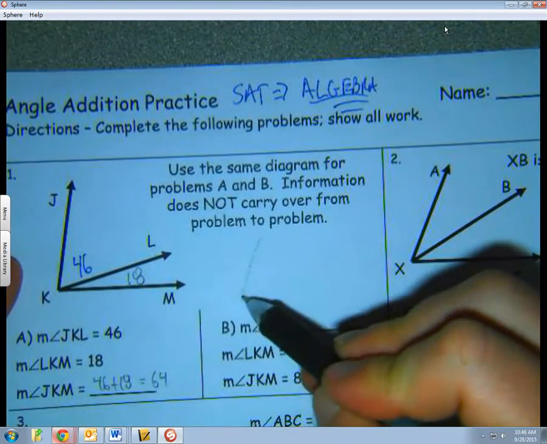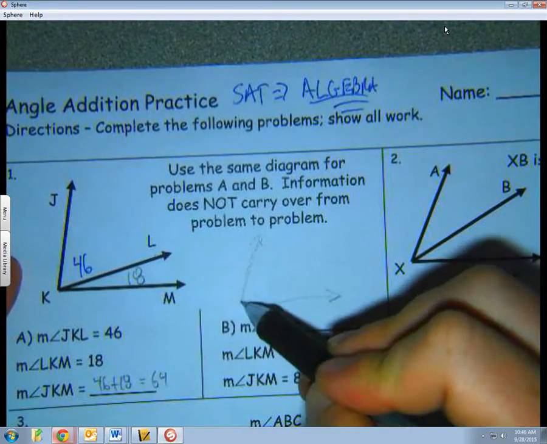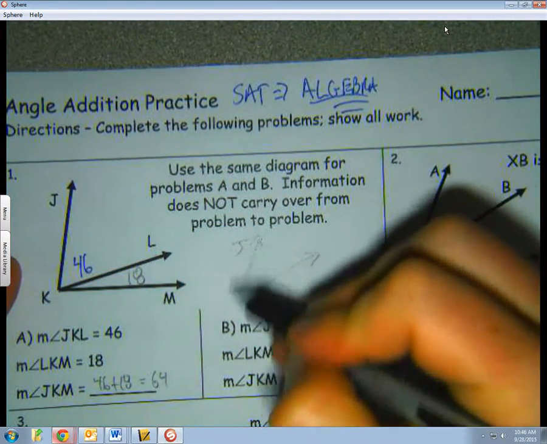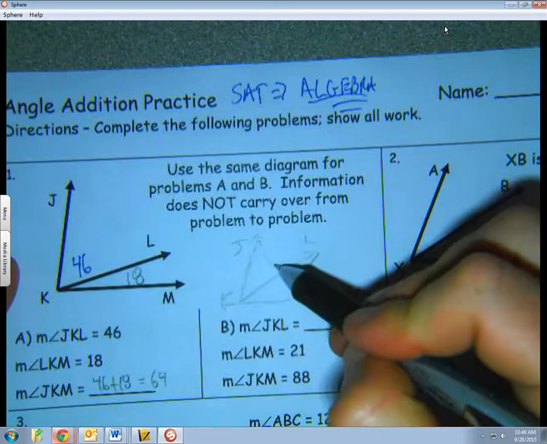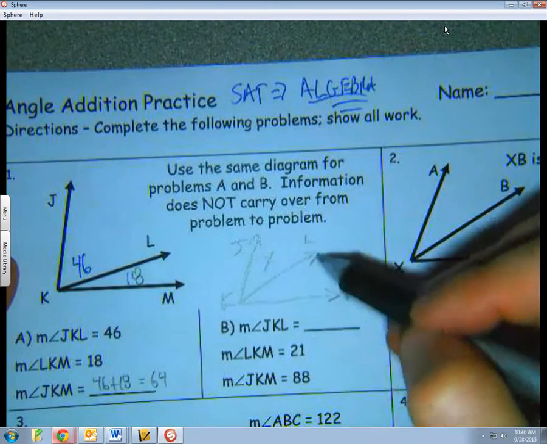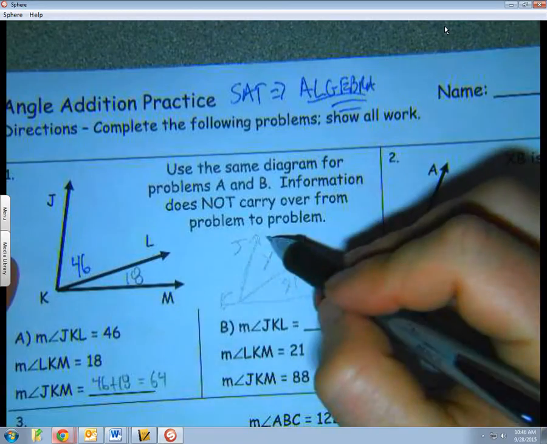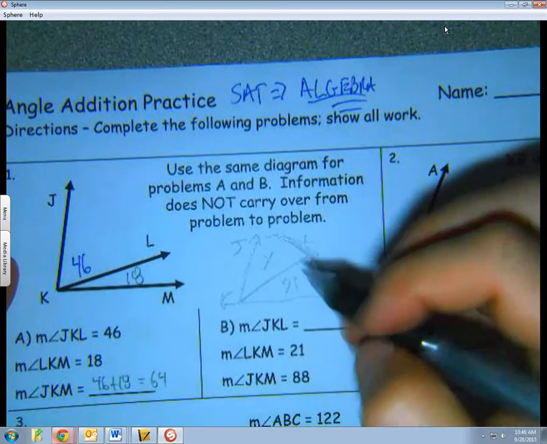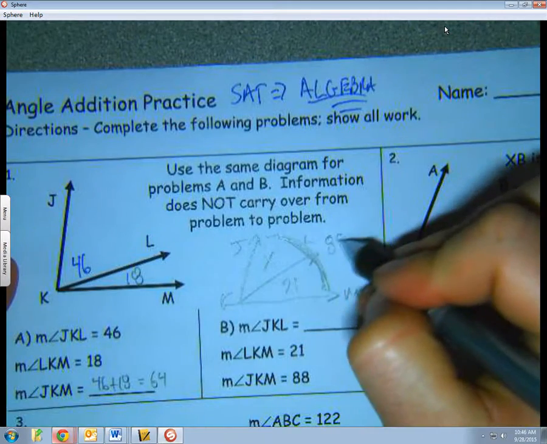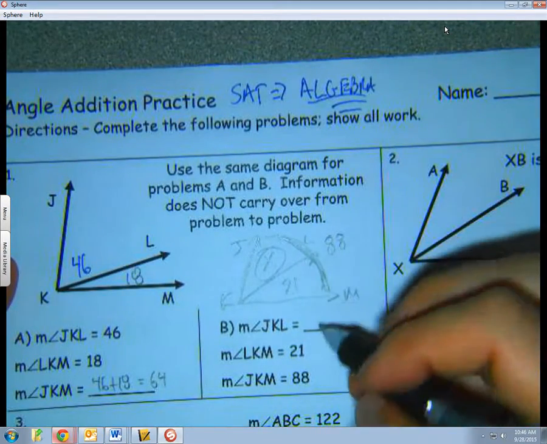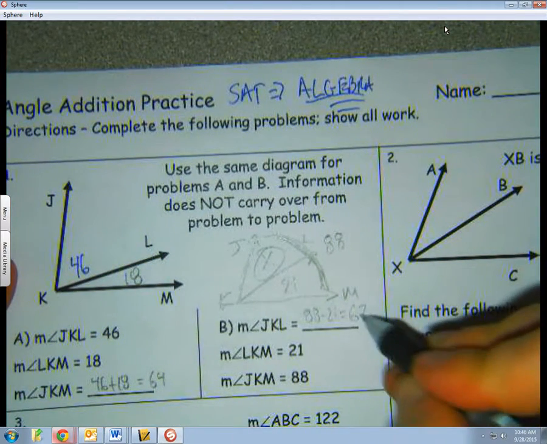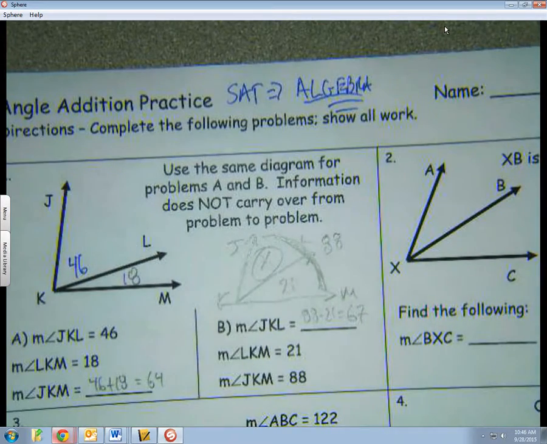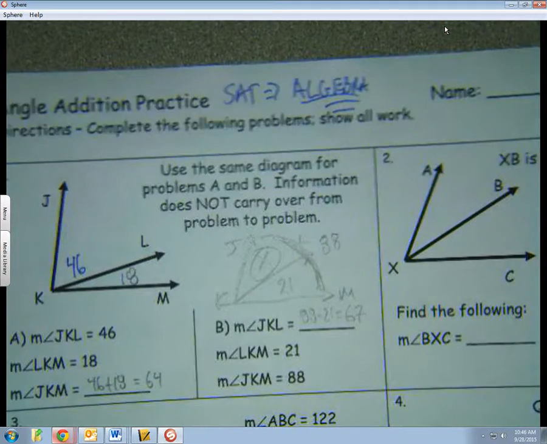Same thing over here. I'll just draw this picture really quick. JKLM. JKL, we don't know. LKM is 21, and the whole thing, both angles, JKM is 88. Well, to get this piece, I'm just going to go 88 minus 21, which is 67. So that is that. A little more algebra over here.